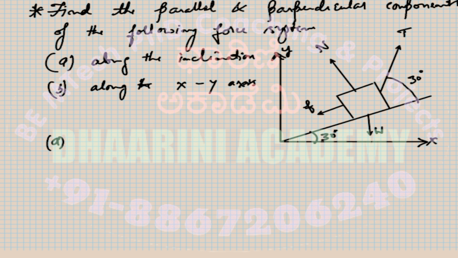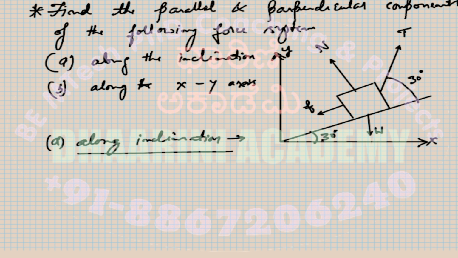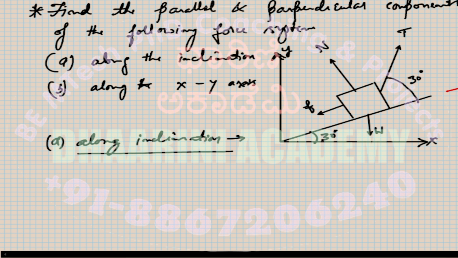So this is along the inclination. When they say we have to split the forces along the inclination, this basically refers to the horizontal and vertical with respect to the inclination itself. The inclination itself can be considered in the following fashion. So this could be your x dash and this is your y dash. So along x dash and y dash is what they are asking.